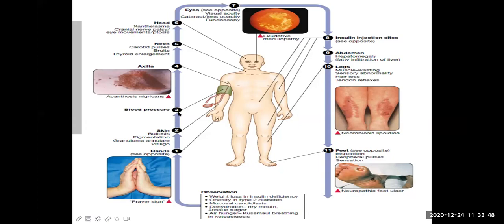Blood pressure. What happens to the blood pressure in case of diabetes? What is the chance of a blood pressure abnormality? Increase. Yes? It may be high. Is there any chance of having low blood pressure or not? Yes, sir. Dehydration and hypovolemia. Very good. Okay. Good. Both of the answers are correct.